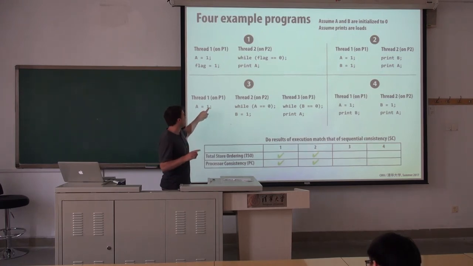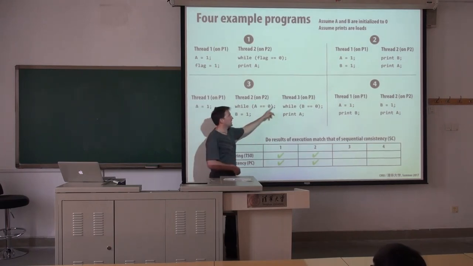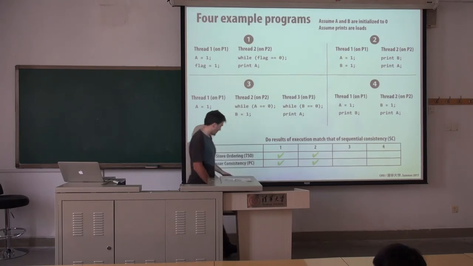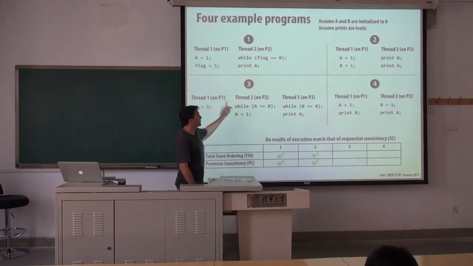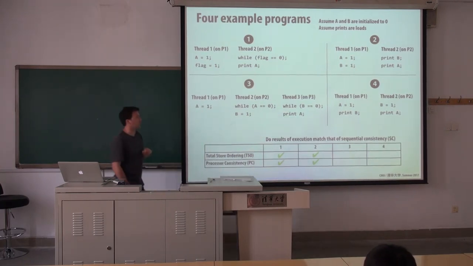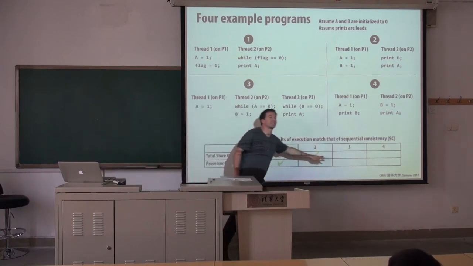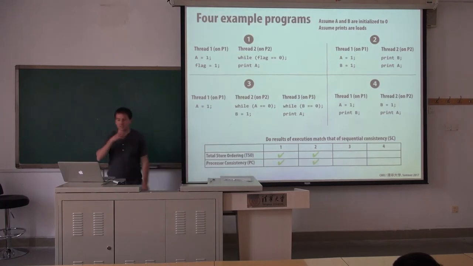And so in TSO, as soon as thread 2 knows that A equals 1, we're guaranteed that thread 3 also knows A equals 1. In PC ordering, thread 2 can hear that A equals 1, and it may be a while before thread 3 hears A equals 1. So think about that a little bit. I want to know, should I put check boxes or X's here in my chart? This is a little bit trickier, so why don't you think about that?